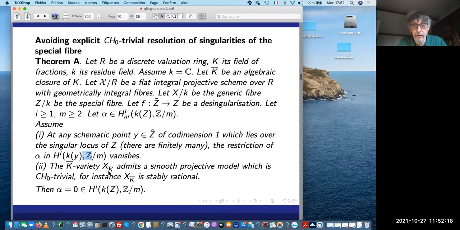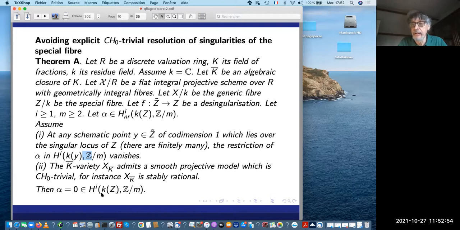And then you assume that the geometric generic fiber admits a smooth projective model which is C0 trivial. For instance, that it is stably rational. And then the conclusion is that alpha must be zero in H^i(k(Z), Z mod m). So you start with this unramified cohomology class. You assume something about what happens at specialization at certain points of codimension one on the desingularization of the special fiber. And you conclude from the fact that the geometric generic fiber is stably rational that alpha actually must be zero.